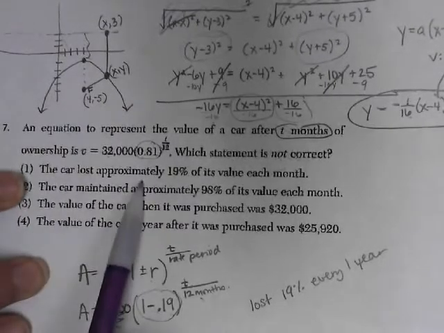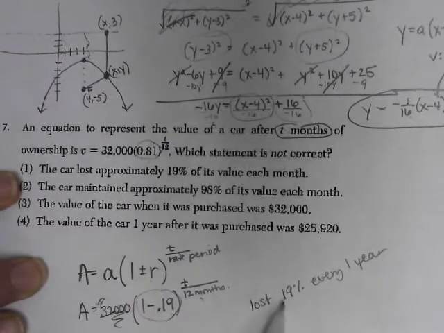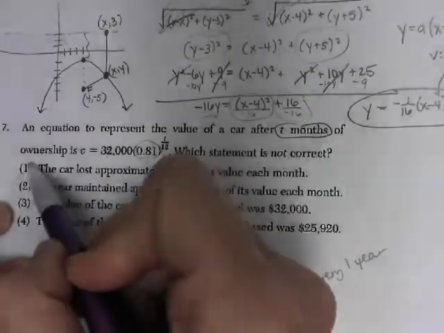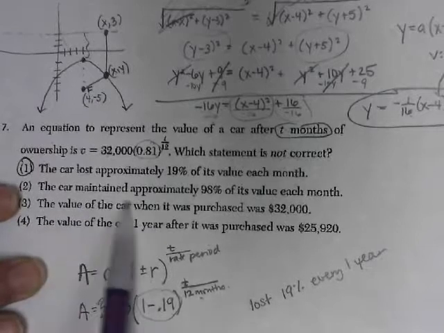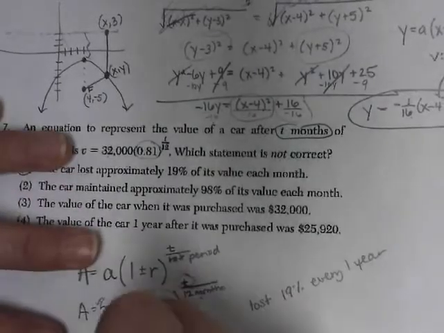Well, the first one says that the car lost approximately 19% of its value each month. Well, it didn't lose it each month, it lost 19% each year. So this one immediately is false. Now, to get it to a 1 month rate, if we want to just evaluate the truth of these two, we would just plug in 1.